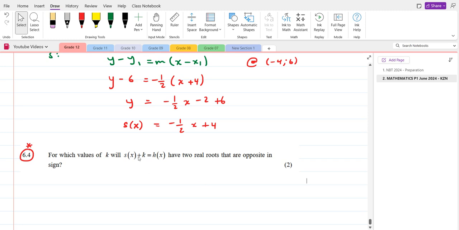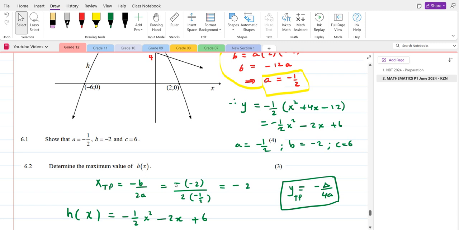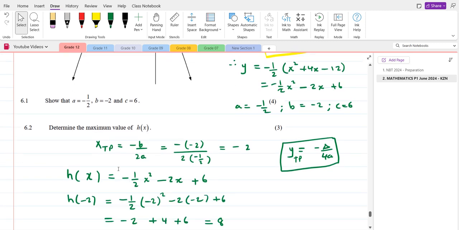Right, let's take the value of k over. So we are looking at s of x. What was s of x? Minus half x plus 4. Difficult question, right? Plus k is equal to, what's h of x? H of x is minus half x squared. Let's copy this.